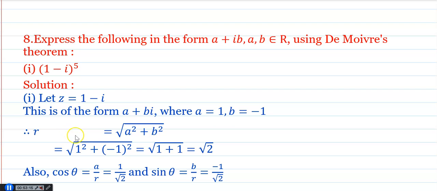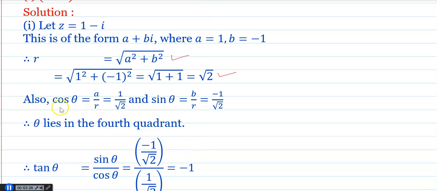And therefore, what is r? r is equal to root of a square plus b square. a is 1, b is minus 1, bracket square, that is 1 plus 1, then you will get root 2. What about cos θ? It is a upon r, that is 1 by root 2. Sin θ is b upon r, minus 1 by root 2. Cos is positive, sin is negative, and hence θ lies in the fourth quadrant.